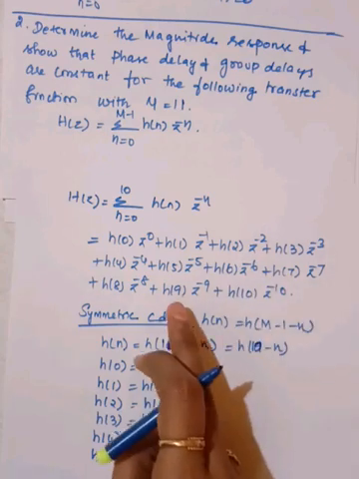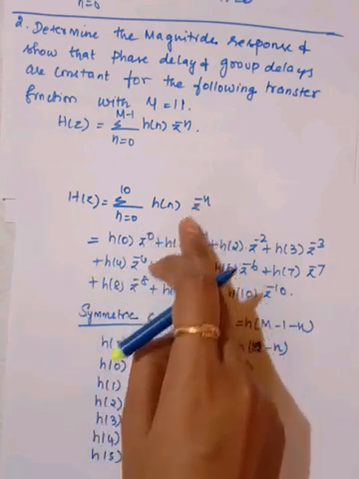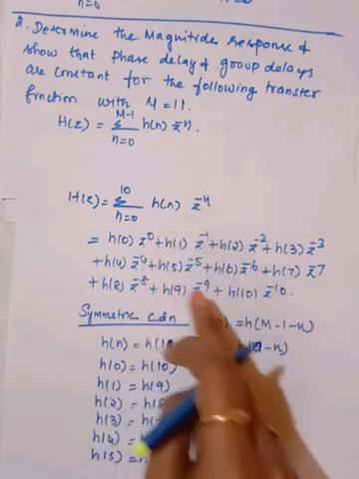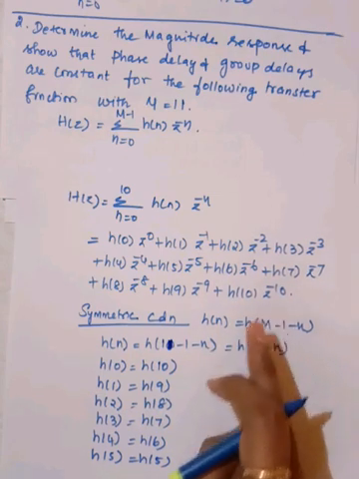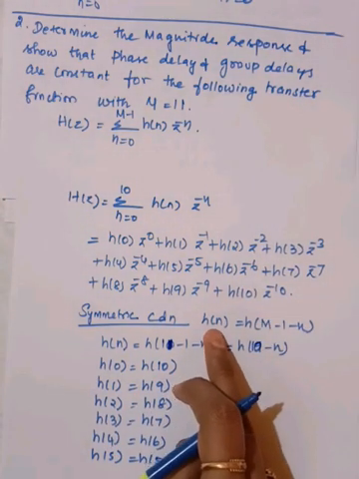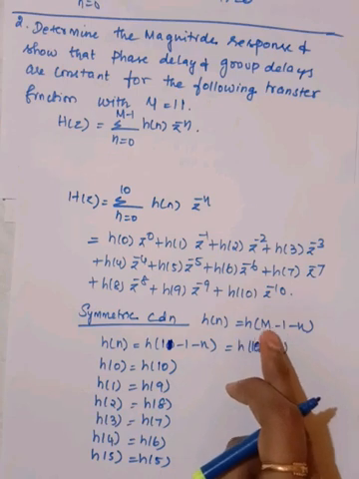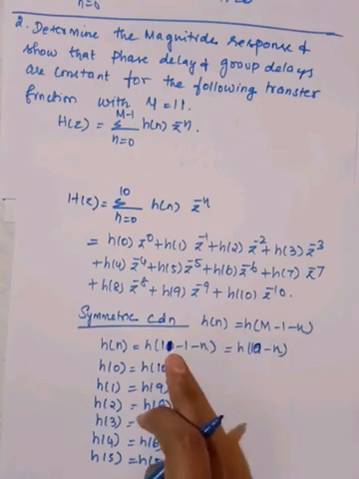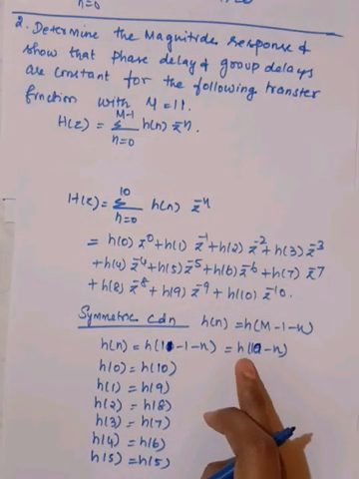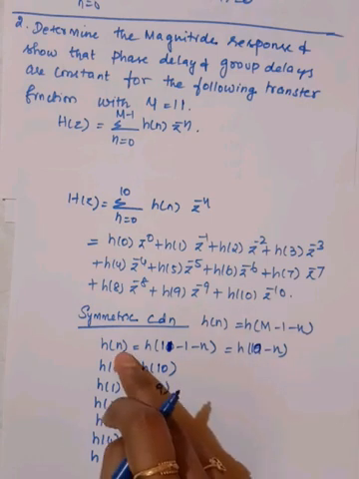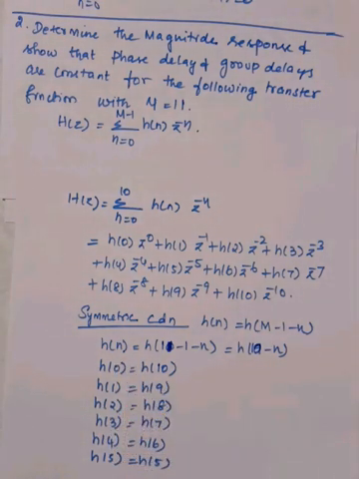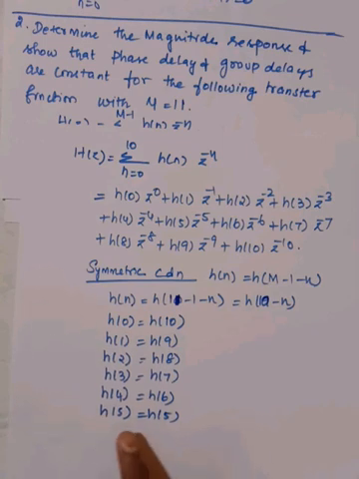I am going to expand this equation, h of 0 z power 0, h of 1 z power minus 1, up to h of 10 z power minus 10, and I am going to use the symmetry condition, h of n is equal to h of m minus 1 minus n. Here m is 11, so when you simplify it will become h of 10 minus n, and I am substituting the different values of n. So for n equal to 5, I am getting h of 5.